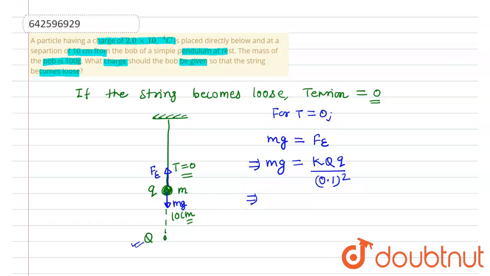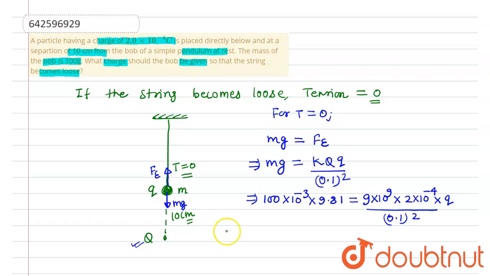So the mass is given as 100 gram, that is 100 × 10^-3 kg. g is 9.81. k is 9 × 10^9. Capital Q is 2 × 10^-4. Small q we have to calculate, upon 0.1 squared. So after calculation we will find the value of q will be 5.4 × 10^-9 coulomb. This is the answer of this problem.